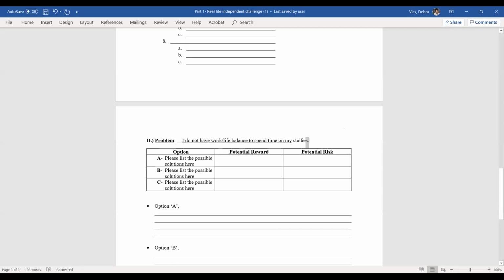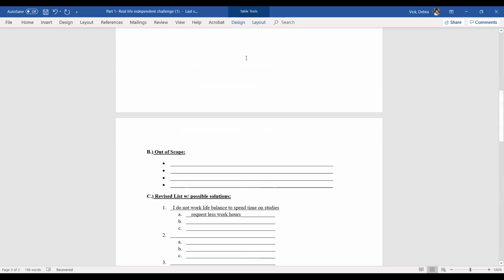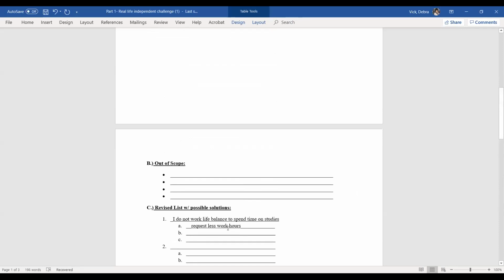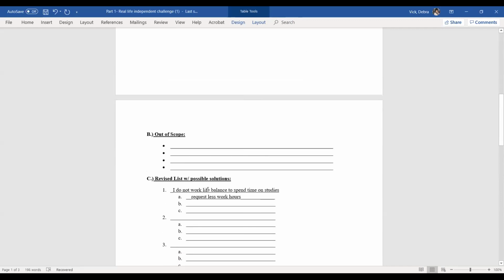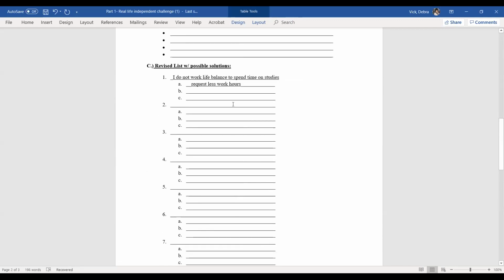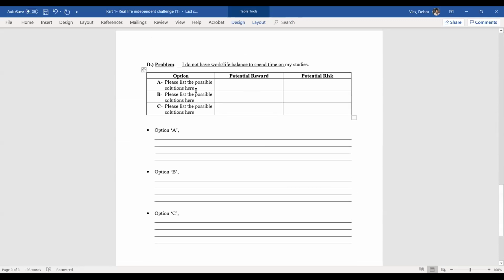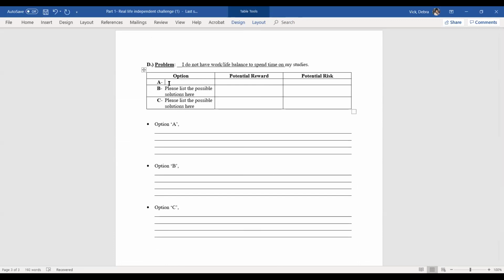you are going to take this same problem and you're going to write out the possible solutions. So we go back up to the top and we see that, of course, we had these right here, right? We had 10 here. We took the ones out of scope. We had the ones we listed after that. One of the answers was request less hours at work. It should be at work. So it will be request less hours at work.